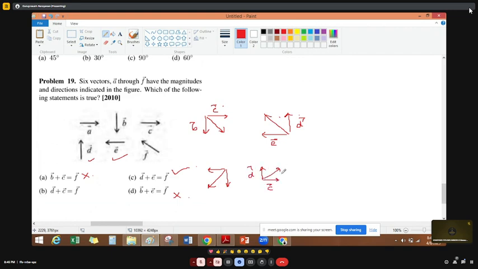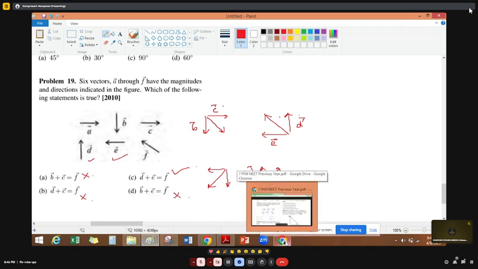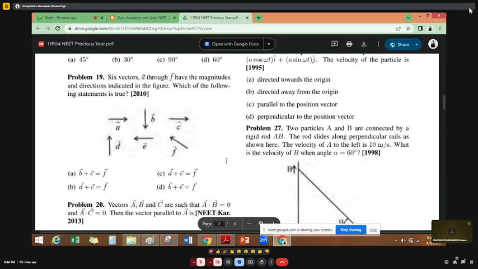That means F, the resultant, is this way, which is not this way. This is wrong. Very simple, but if you don't know the basics, obviously you will not be able to do it. So, any doubts? Can I move on? Yes, sir. Okay, very good.